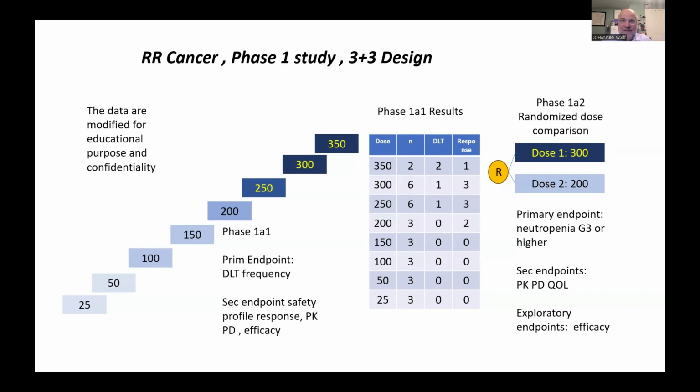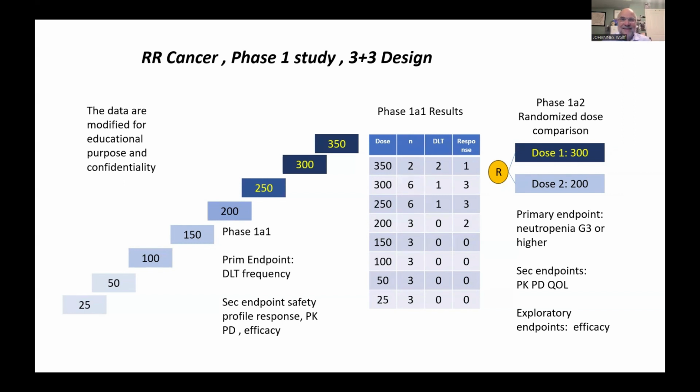Phase 2 studies have 20 to 40 patients. They look at preliminary efficacy, and the typical endpoint is response. Phase 3 studies have hundreds of patients, compare the new treatment to standard of care, and the typical endpoints are time to event endpoints such as overall survival.